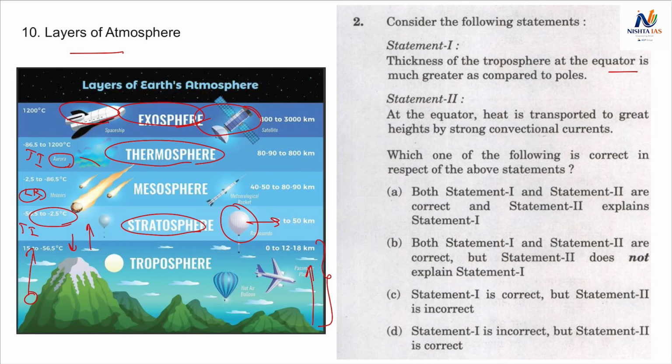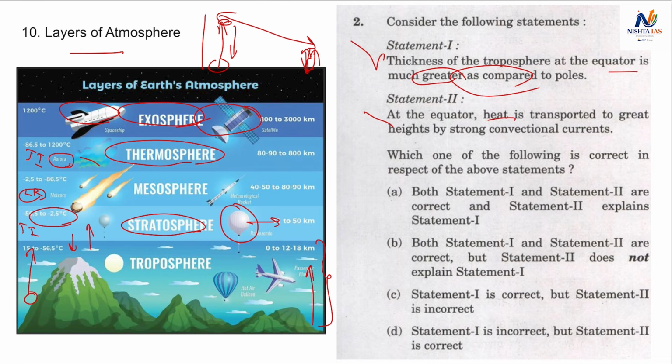And here we have a question, that is, the thickness of the troposphere at the equator is much greater as compared to the poles. Friends, obviously it is. At the equator the troposphere is very thick compared to the poles, because at the equator we have the convectional air current, where the hot and moist air travels to greater heights before it gets adiabatically cooled and forms rainfall, and the rainfall falls down. But at the poles the air is already cool, and it takes very less height to move up and get cooled and fall as precipitation. So hence statement 1 is correct.